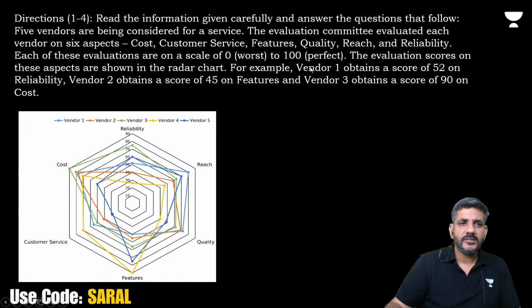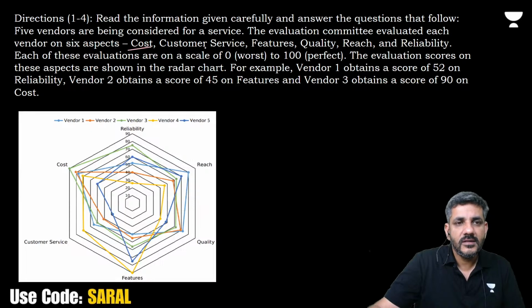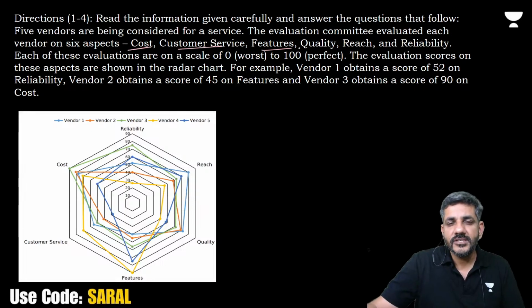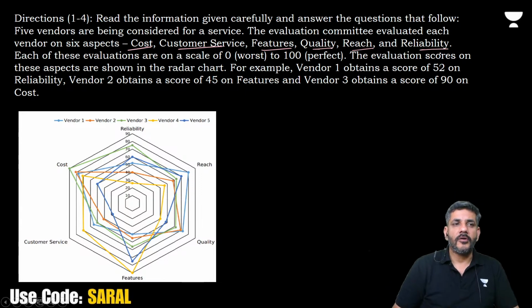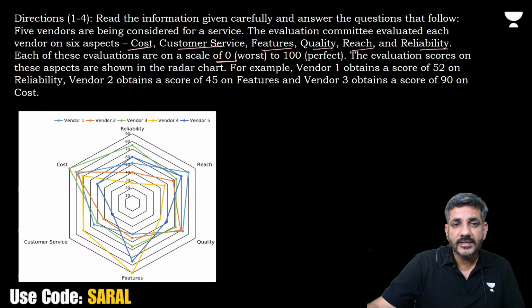Let's read it first. Five vendors are being considered for a service. The evaluation committee evaluated each vendor on six aspects. They are cost, customer service, features, quality, reach, and reliability. Each of these evaluations is on a scale of 0, that is worst, to 100, that is perfect.